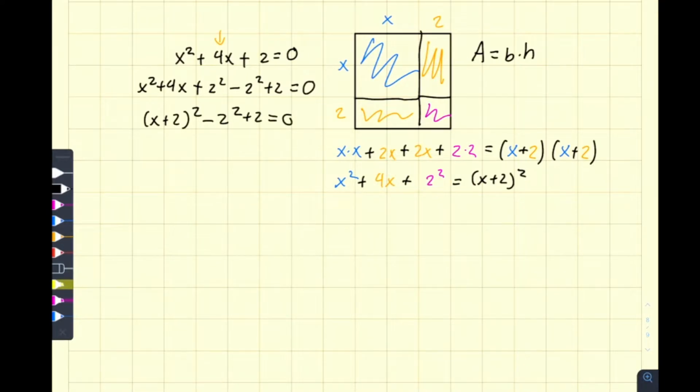So, now looking at this problem, we can start trying to just do the algebra. So this would be x plus 2 squared. This would be minus 4, and this would be plus 2.